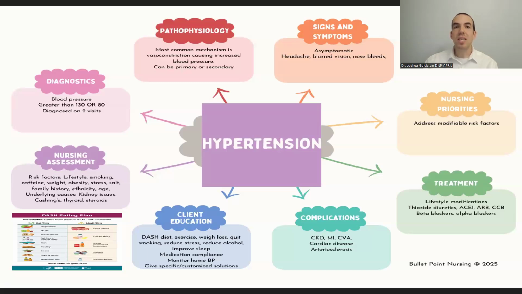Your nursing priority is going to be to address modifiable risk factors. That's going to be the number one thing that you can target as an RN. And that's going to be very commonly tested on with hypertension. So what does that include? Let's look down at the client education box.